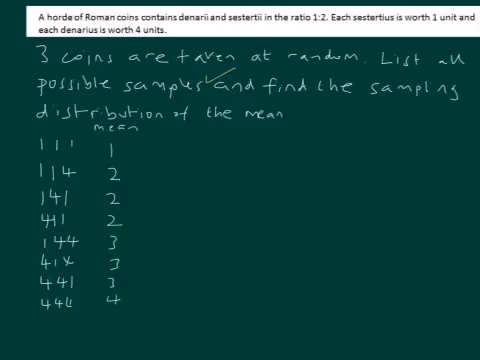Now, remember that there are twice as many sestari as there are denarii, so the probability of getting a sestari is 2 out of 3.